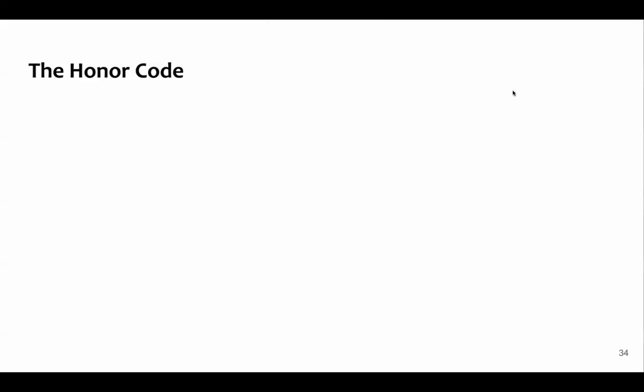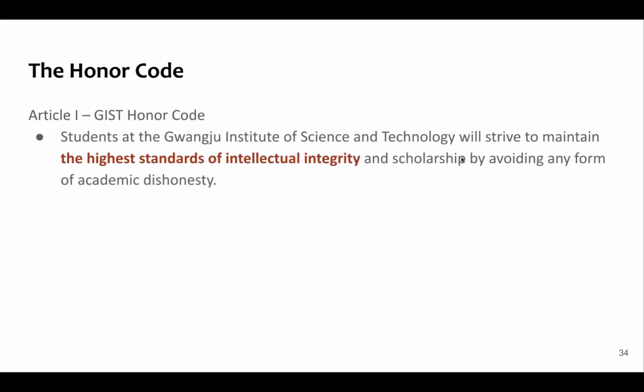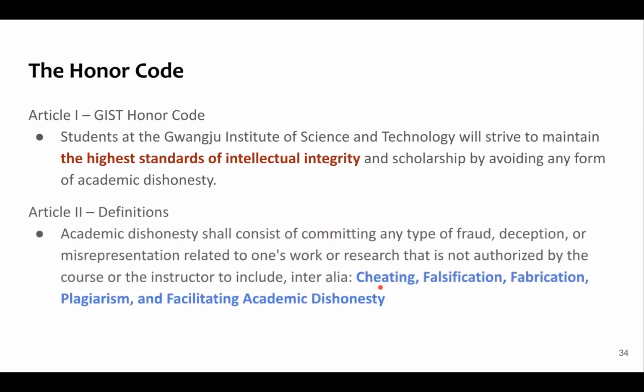Okay, last, I would like to talk about the honor code. The GIST honor code tells you that you should maintain the highest standards of intellectual integrity. So cheating, falsification, fabrication, plagiarism, facilitating academic dishonesty is not good. You all know, right? And I'm telling you that just submit the homeworks. Don't copy others' code. Just submit the review report.